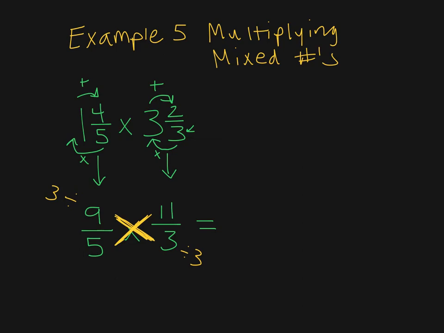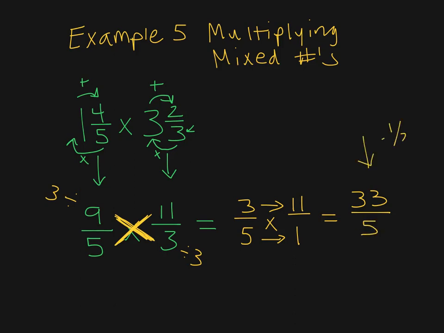9 divided by 3 is 3. I leave my 5. Leave my 11. 3 divided by 3 is 1. So now I just got to a point where this will be as far as I can go as far as simplifying it. 3 times 11 is 33. 5 times 1 is 5. Again, if you leave it like this, it would be minus a half a point.